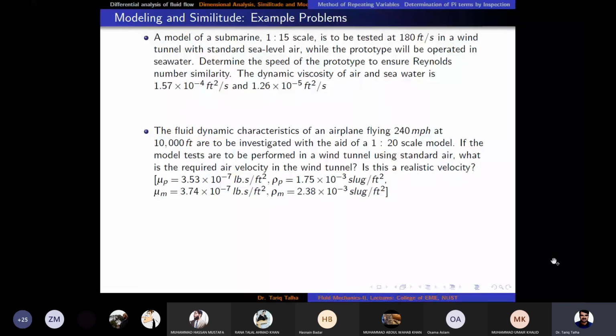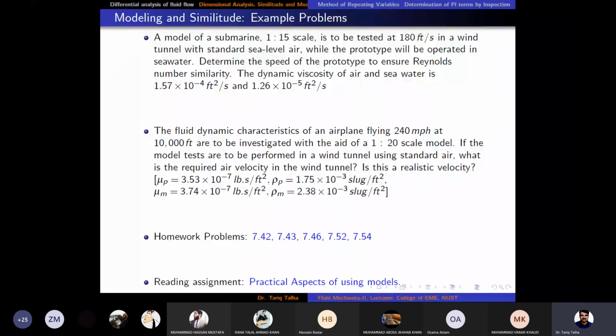So that was the purpose of showing these small numericals. These are some of the problems, and please read through the practical aspects of using models. I tried to tell you one or two practical aspects with the help of these numericals, but it would be better that you also read the text of the book. So please read it through in the book.